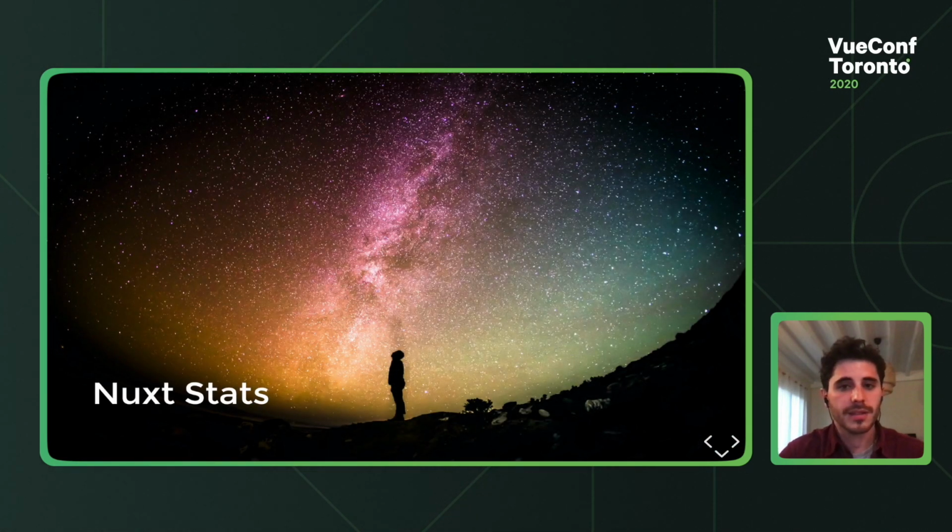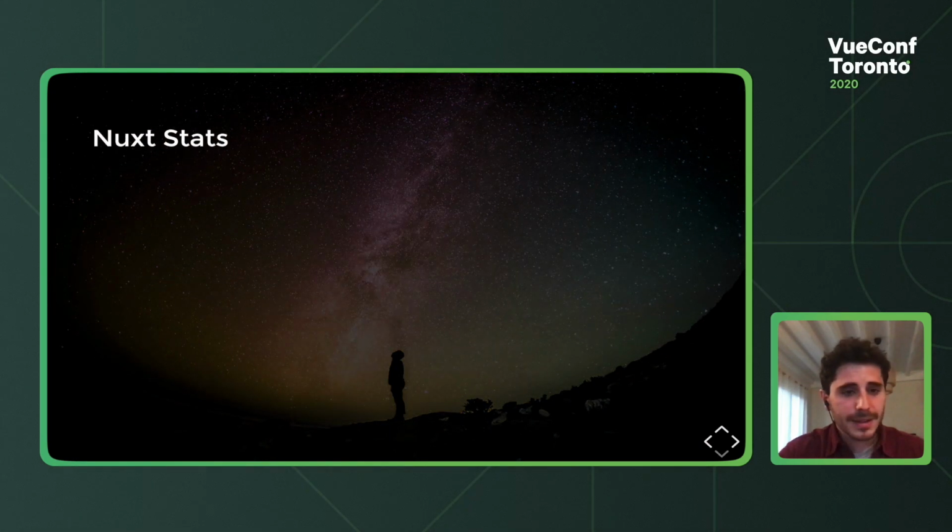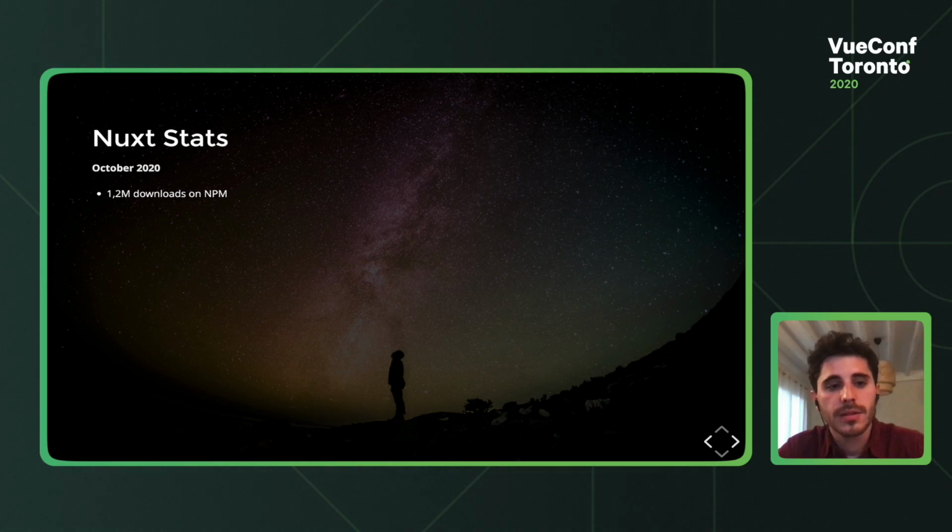Let's have some stats for Nuxt and talk about October 2020. We had 1.2 million downloads on NPM, 1.5 million page views on the documentation. So I think a lot of you guys are reading the documentation, which is good news.